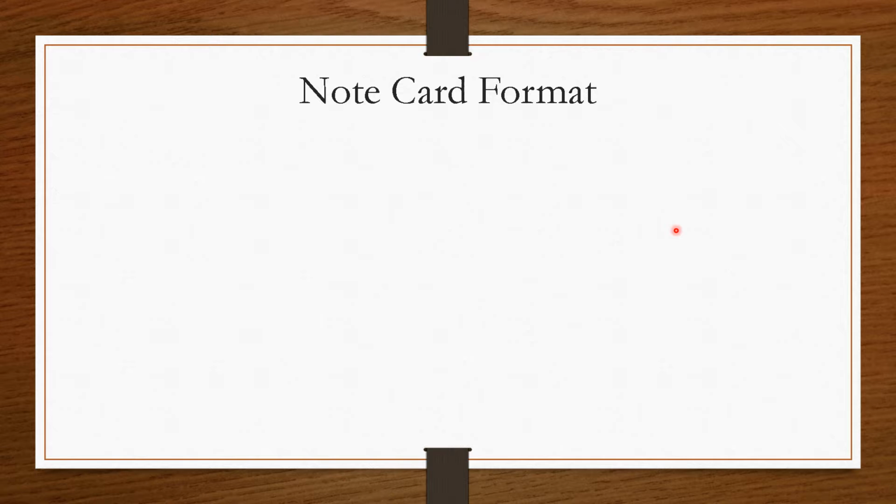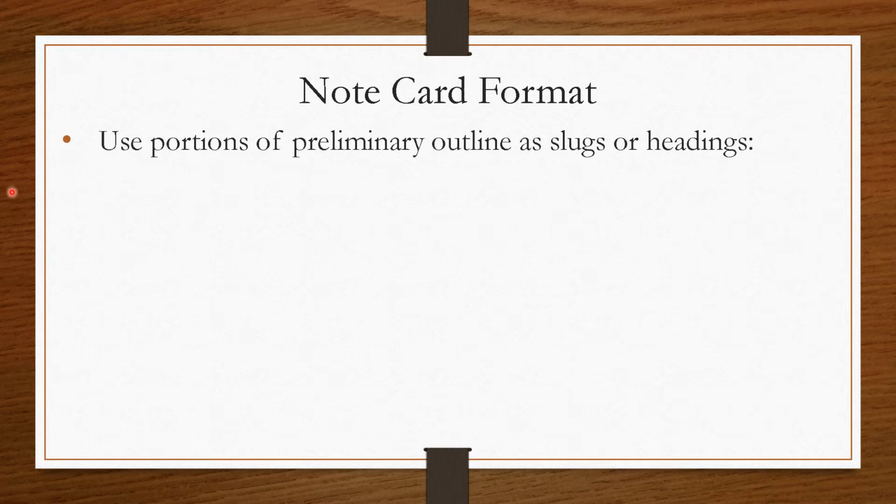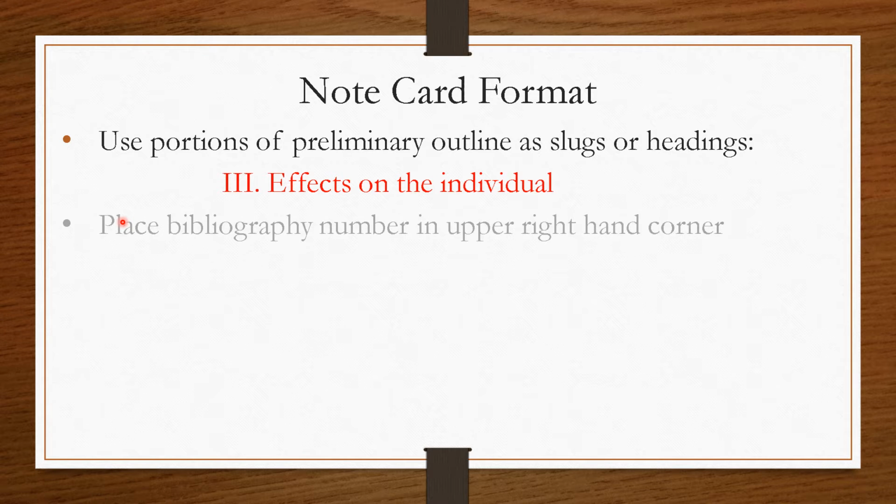Now I'll follow this up with an example in a minute, so let me just go through these with you. First of all, you'll use portions of the preliminary outline as slugs or headings. So for example, if you find something in the resource that talks about the effects on the individual, just put a Roman numeral 3, effects on the individual, in the upper left-hand corner. That way you are labeling what that particular card is about. It's helping you to classify it, so that way you'll have it for later.